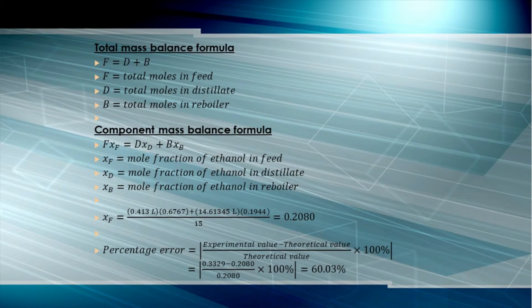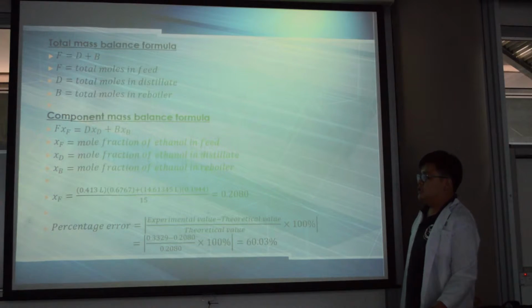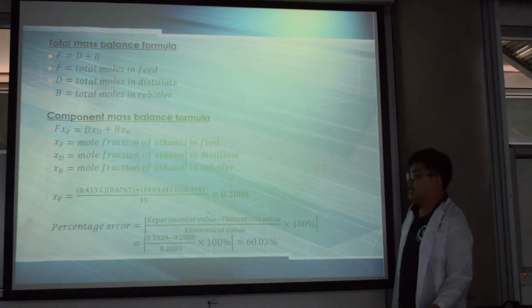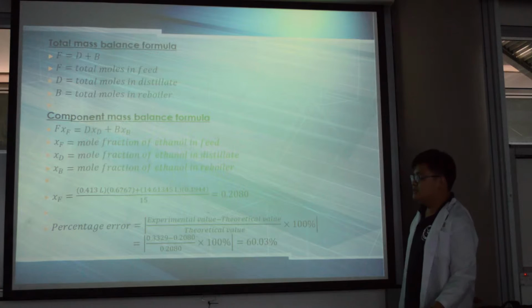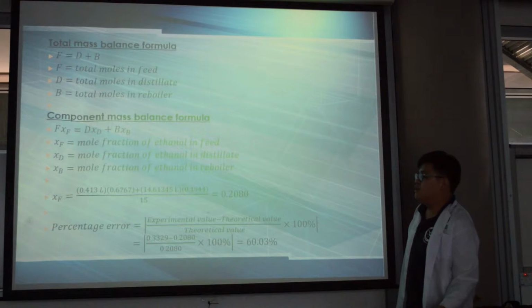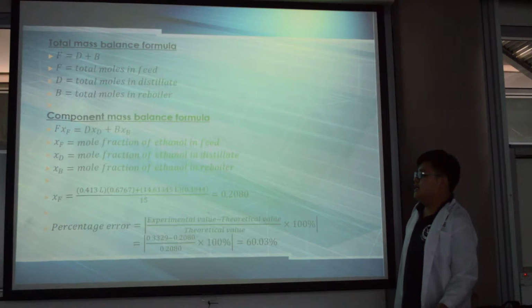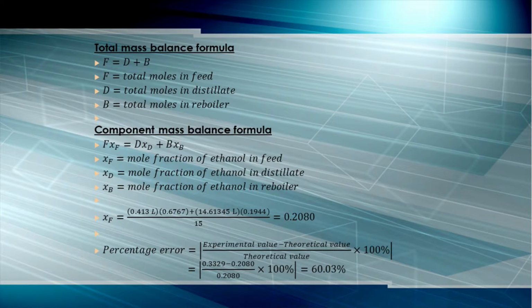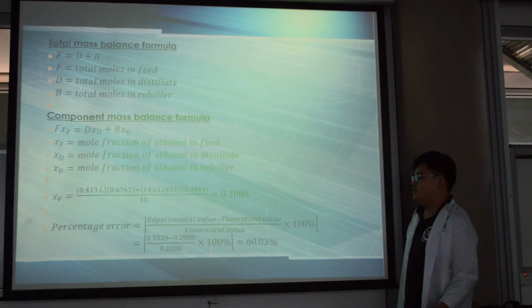By using all this data, we can continue to the mass balance, which is feed equals distillate plus bottom, F equals D plus B. However, to understand the mass balance, we need to know their compositions, which is represented by F XF equals D XD plus B XB. So we know all those values, and now we can calculate the feed composition, which is 0.413 liters times 0.6767 composition plus 14.61345 liters, which is the final reboiler volume, times 0.1944, divided by the initial volume of 15, and we get 0.2080. This is the composition of the feed.